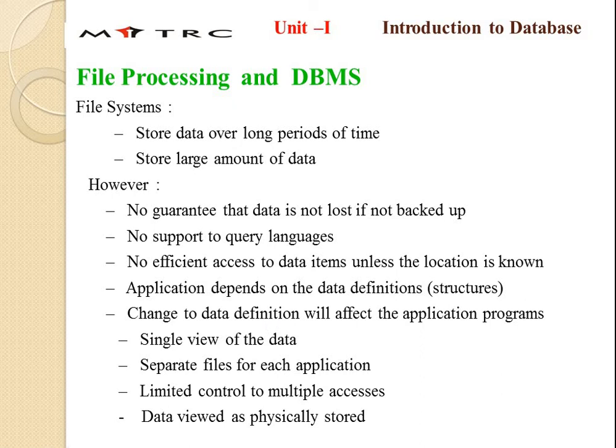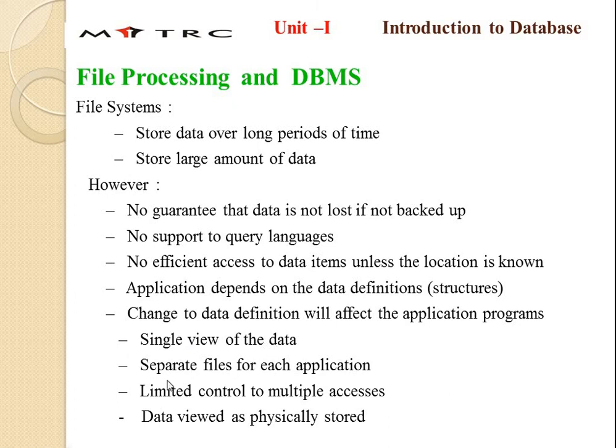How does it affect the program? It provides a single file for each application and it limits control over multiple access. Also, the data is viewed as physically stored. In short, if we compare, we find that the file processing system has a lot of drawbacks in comparison to the DBMS. The file processing system is not at all complete in itself. It does not provide any idea of how the data will be stored. It has no specification, no particular application, no particular definition for storing it. It also has a single view.